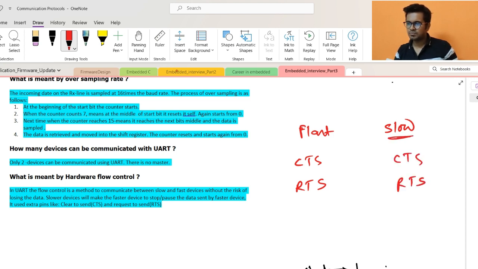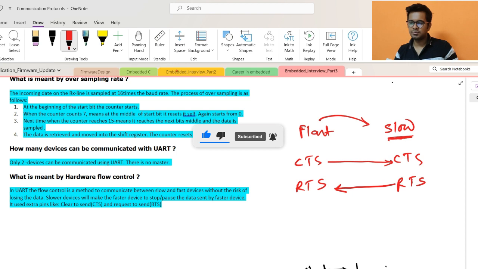So the slow device will say, okay, I am clear to send, and it will send a request to send, then the fast device will continue sending. And if the slow device is saying that it needs more time, then the fast device will hold off until it gets the clear to send signal, right? So this is how the communication works between one fast and one slow device in order to reduce the loss of data. So I hope you understand.